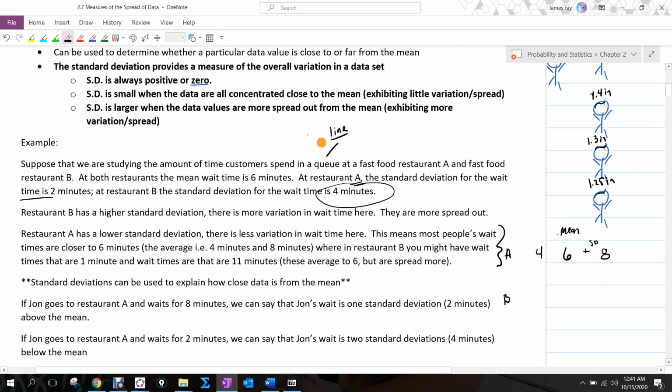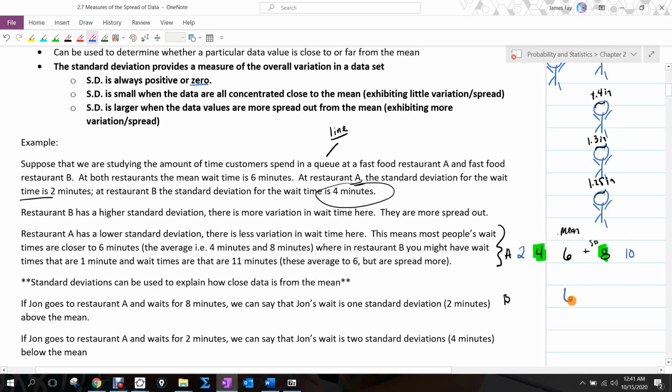What happens, and we'll get into this in a little bit, is that 68% of people that go to restaurant A are going to have a wait time between 4 and 8 minutes. So of my data points, 68% are going to fall between 4 and 8 minutes. I believe it's 97% of my data is going to fall within another standard deviation, so 2 and 10 minutes. So 97% of my data points will be between the numbers 2 and 10 for restaurant A.